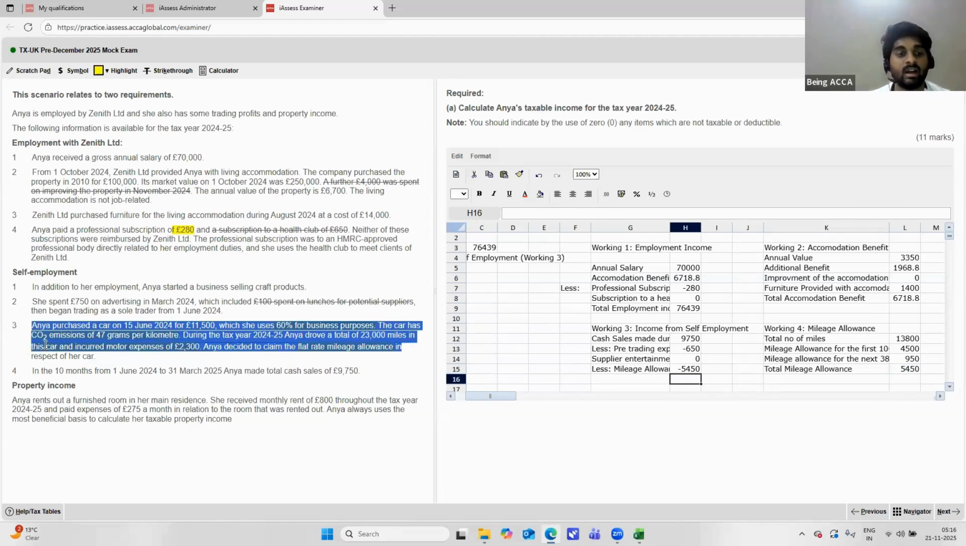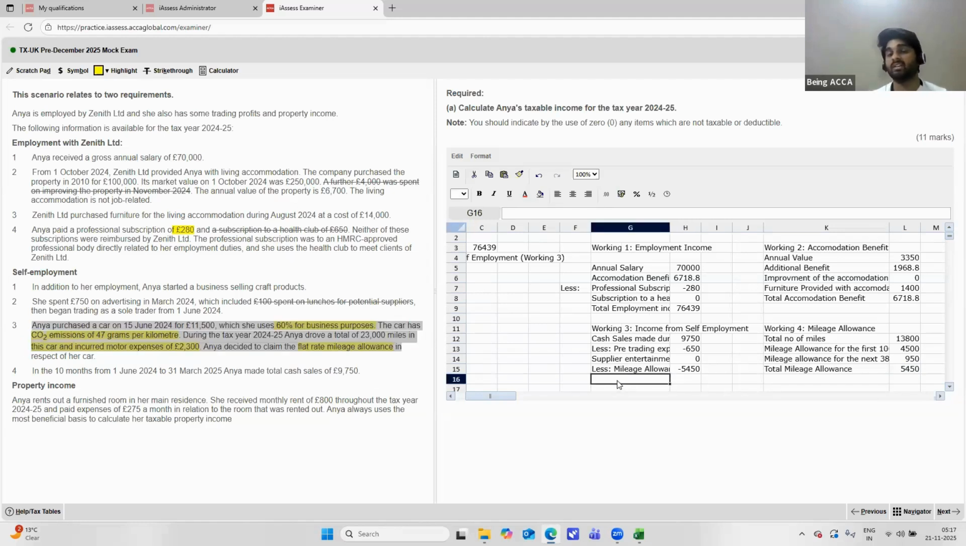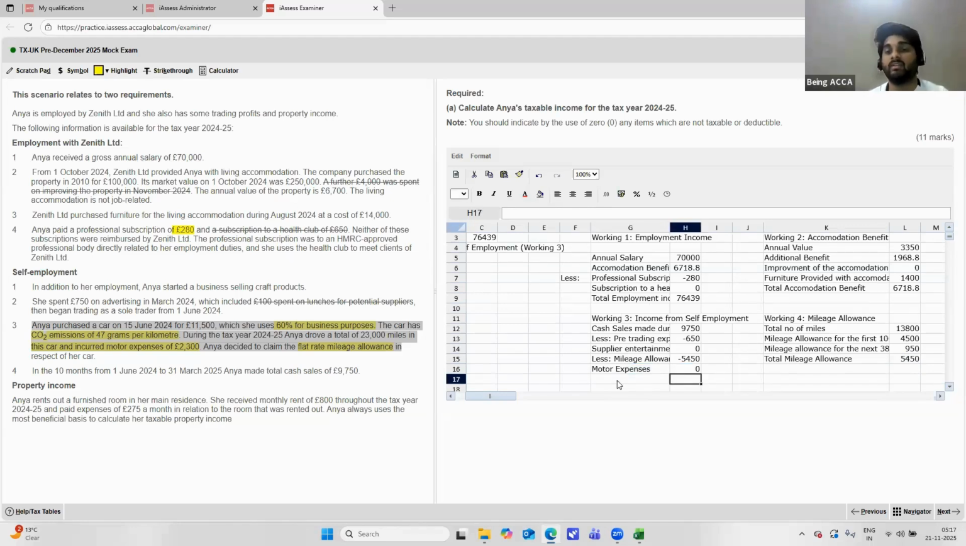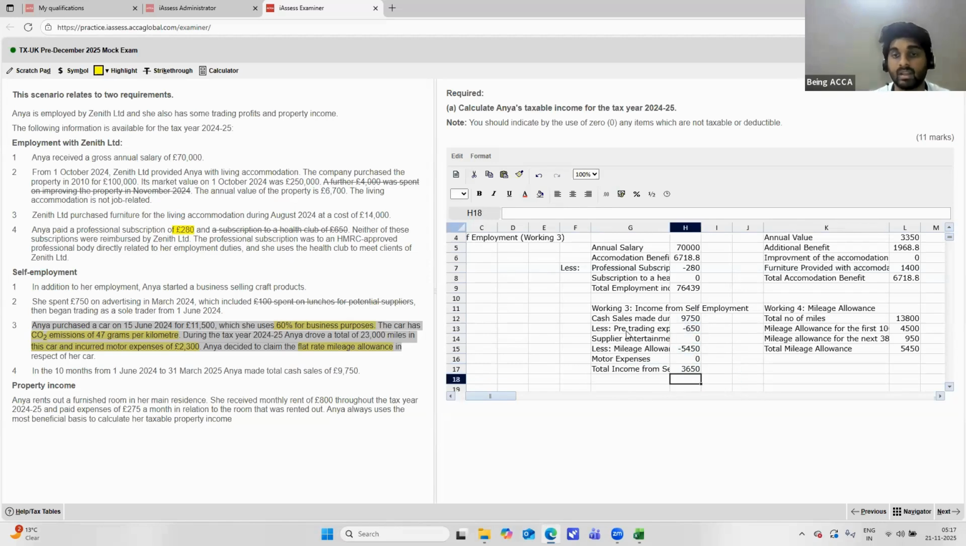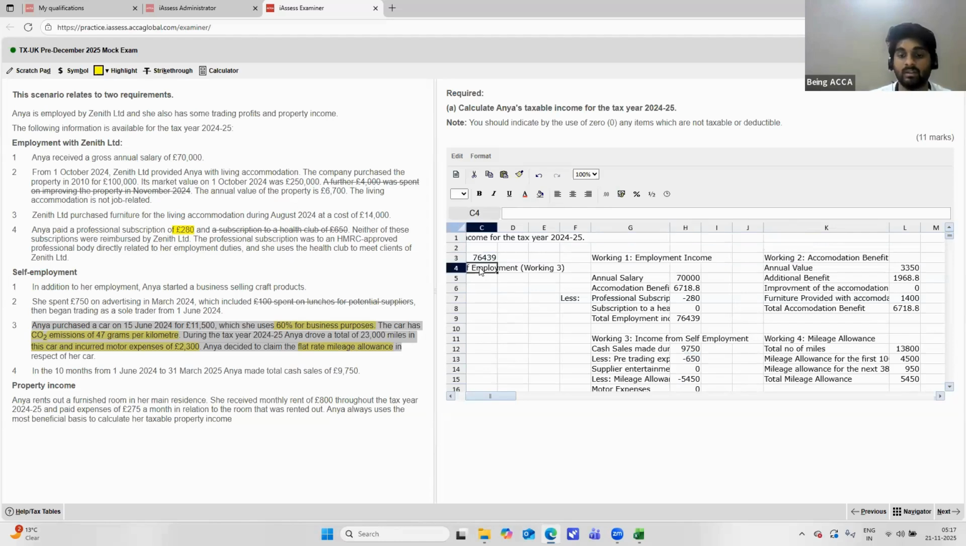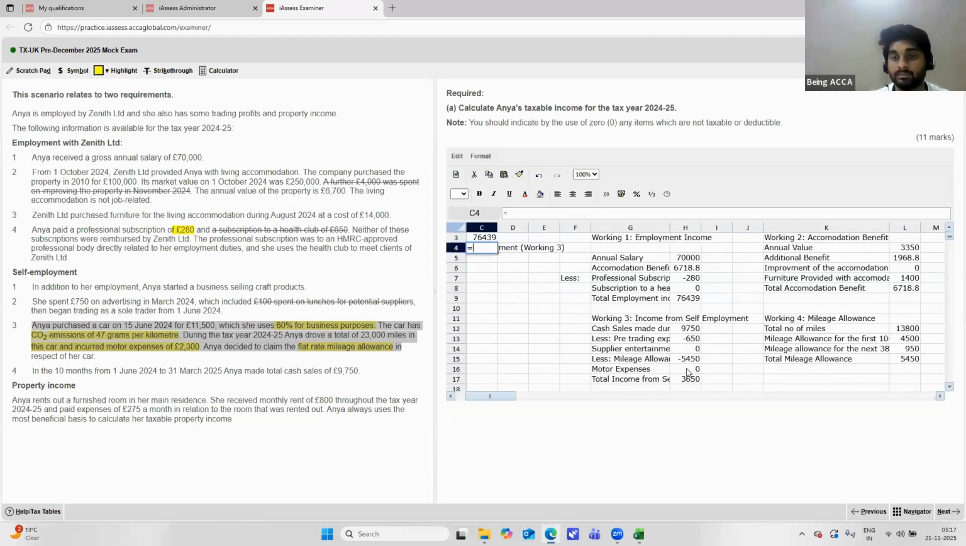But here we can see the car had incurred motor expenses. Are motor expenses relevant to us when we are taking mileage allowance? No, they are not. So, motor expenses, you should include this though, and you should mark a 0 beside that. And with that is how you calculate your income from self-employment. All right, total income from self-employment would be equal to the sum of all of these, giving it a total of 3650.